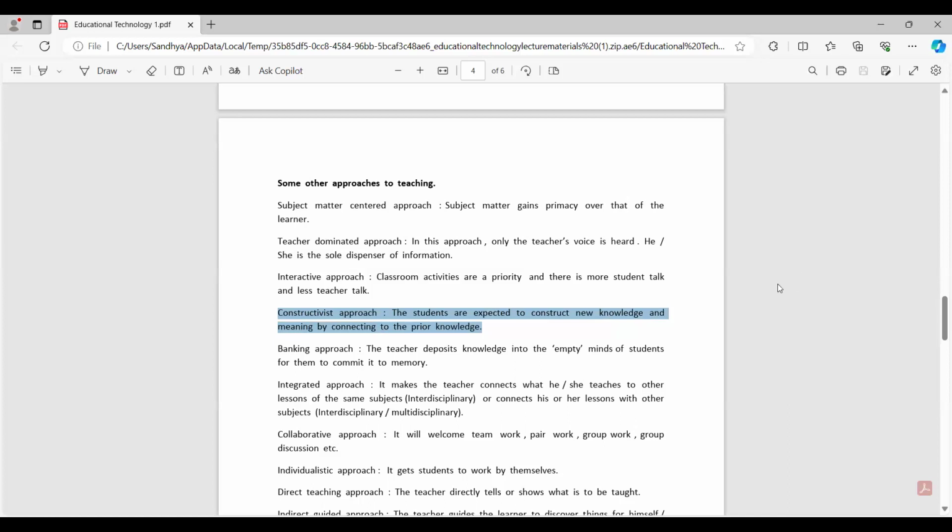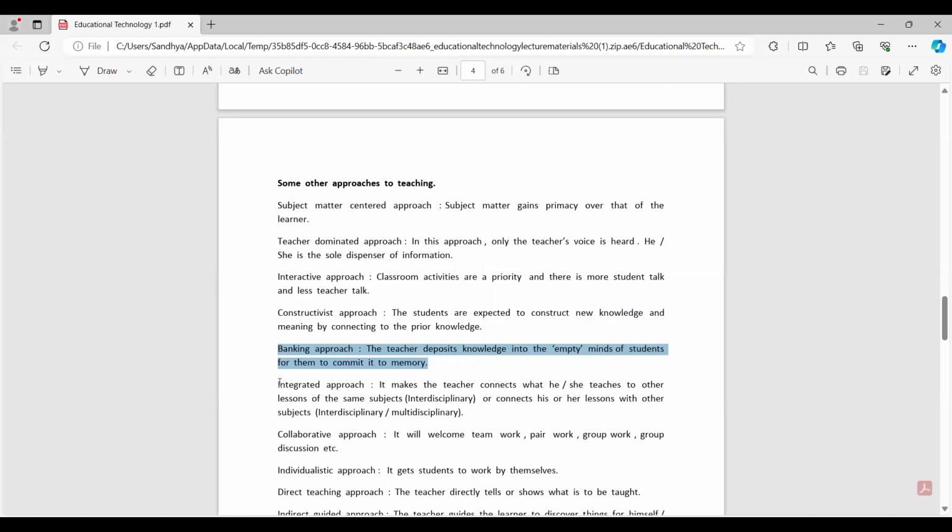Then next one, banking approach. In the banking approach, the teacher deposits knowledge into the empty minds of students for them to commit it to memory. Teacher deposits knowledge into the empty minds of students. Teacher-centered. Highly teacher-centered because students are empty vessels. Teacher spoon feeds them, right?